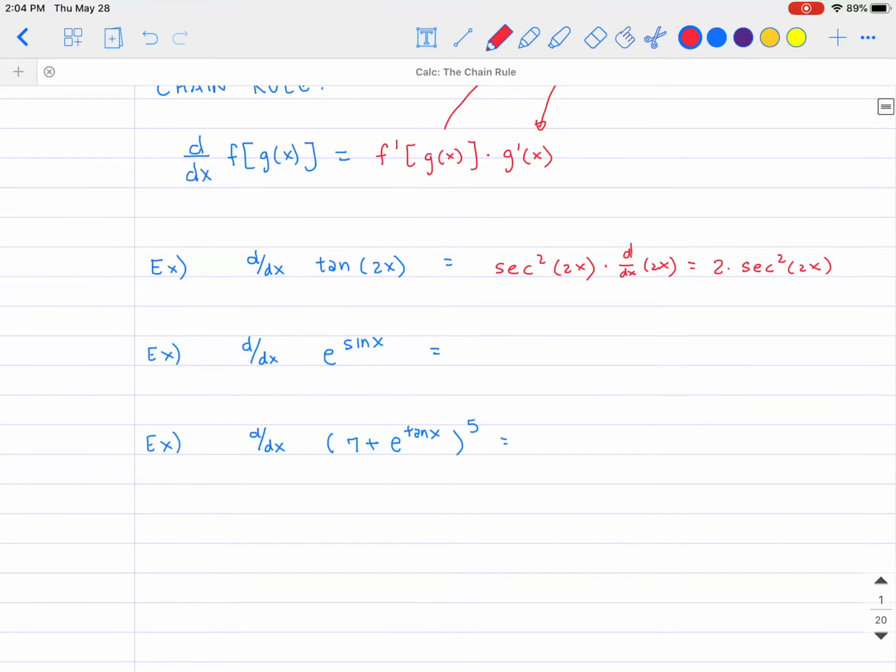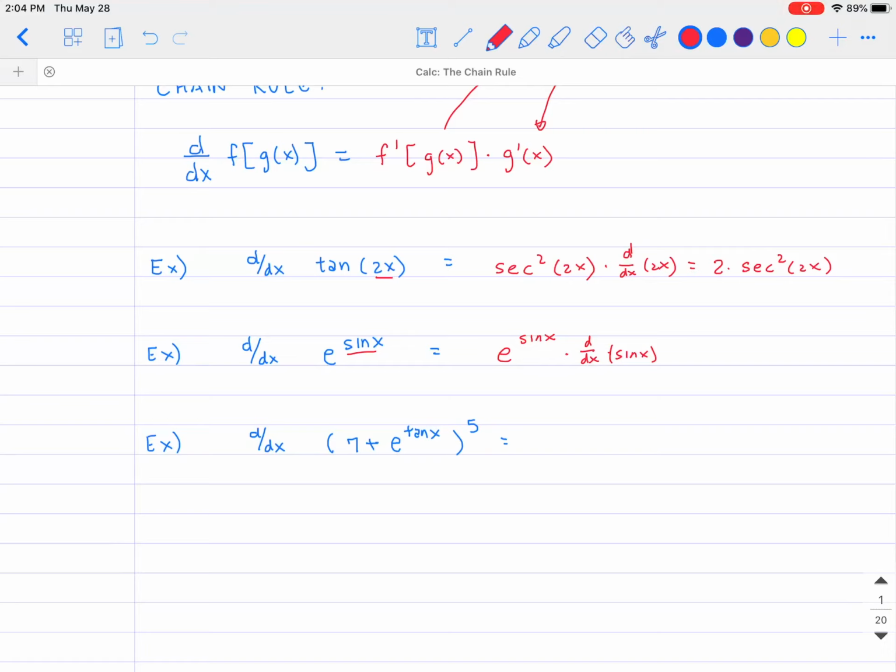First, if I want to solve for the derivative of e to the sine of x, then the answer is that it's going to be e to the sine of x, which is its derivative, right? Then we're going to multiply by the inner function's derivative. So the inner function being sine of x.